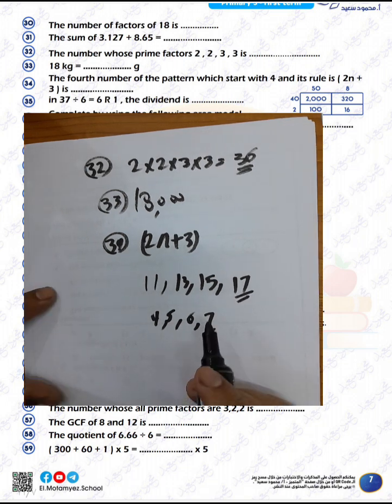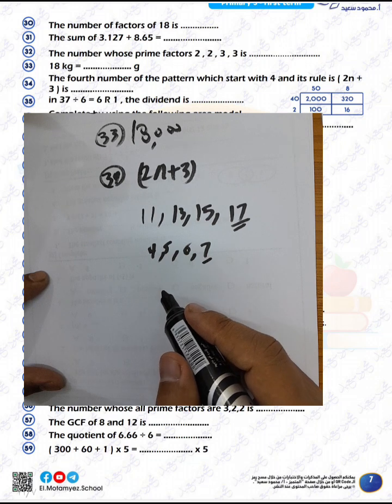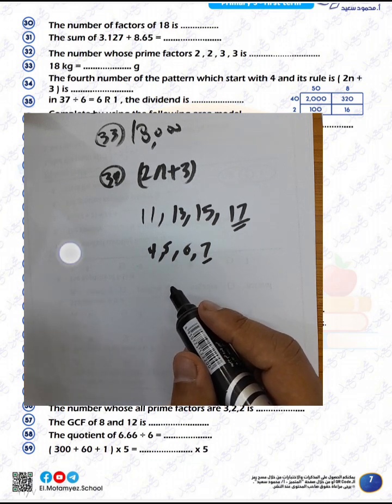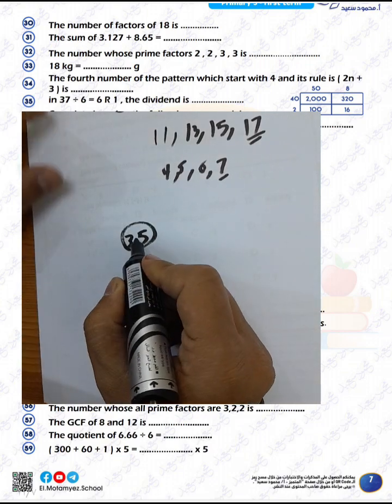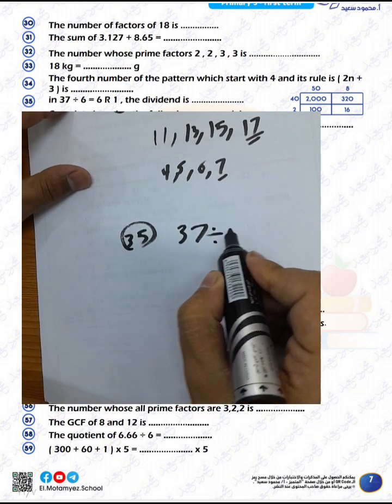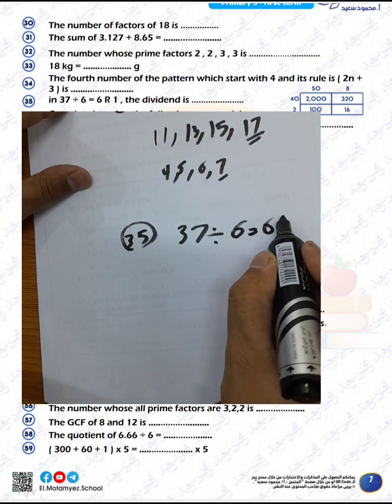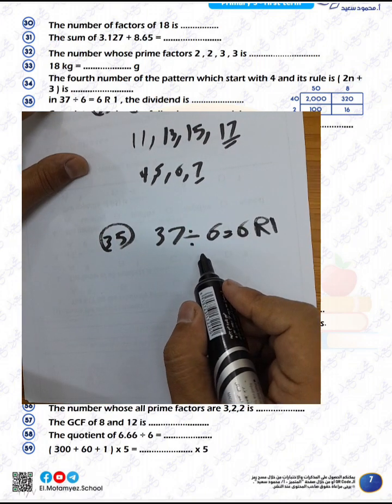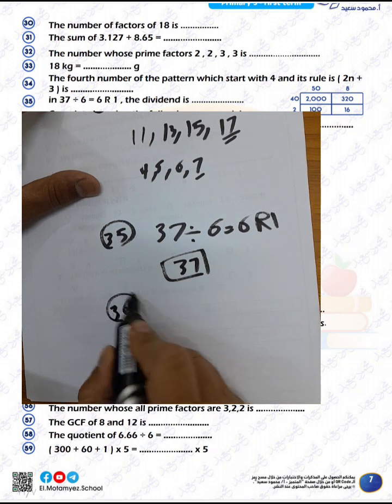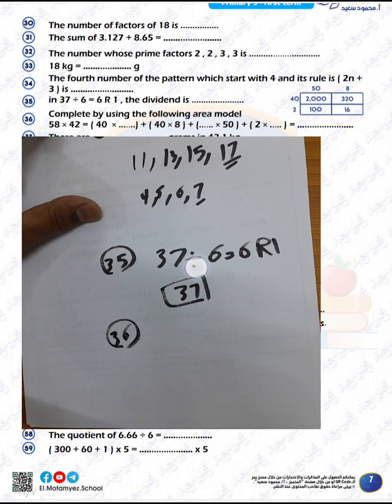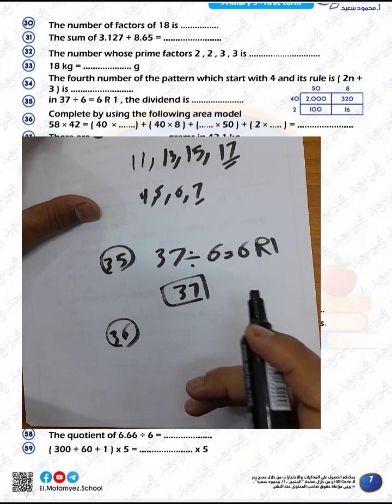Next question, 35. In the equation 37 divided by 6 equals 6 and the remainder 1, the dividend here will be 37. 37 is the dividend. Question 36, complete using the model area here.